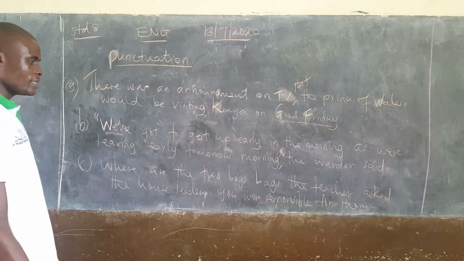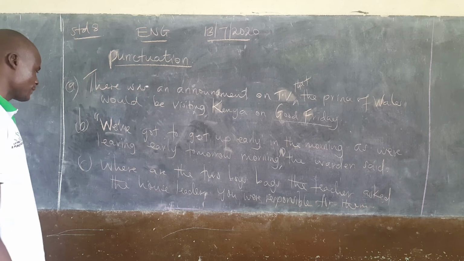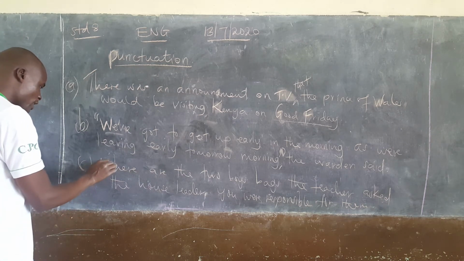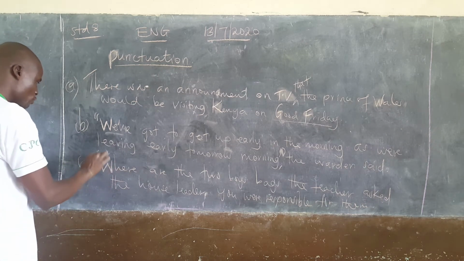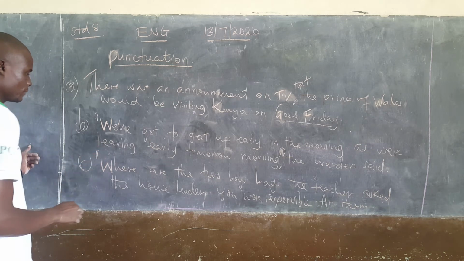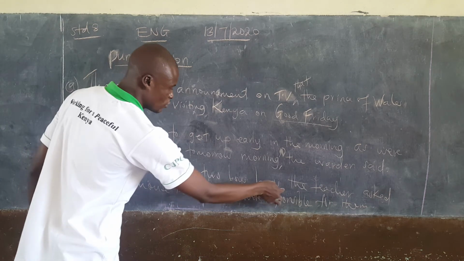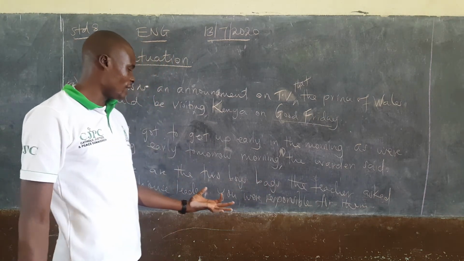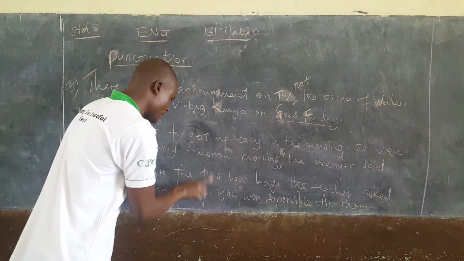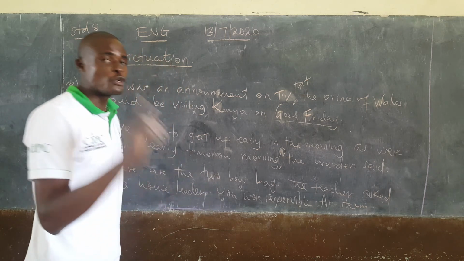Now look at it very keenly. "Where are the two boys' bags?" the teacher asked. So we begin here. The actual words spoken by the teacher are these ones here. So we begin at the beginning with what? A capital letter. Where are the two boys? Look at it well. So the bags belong to the two boys.